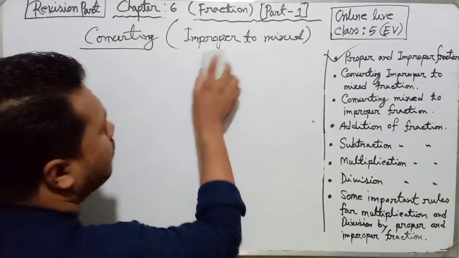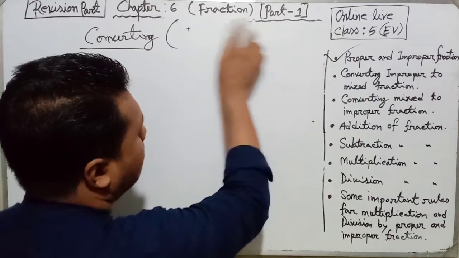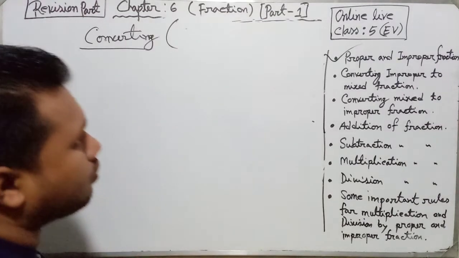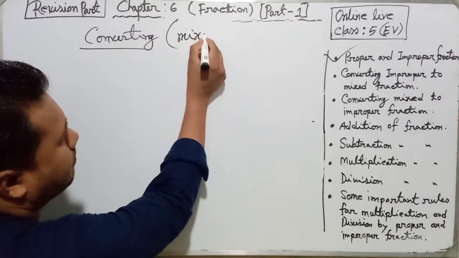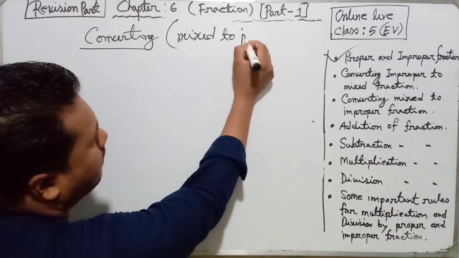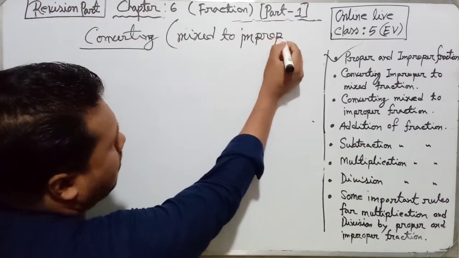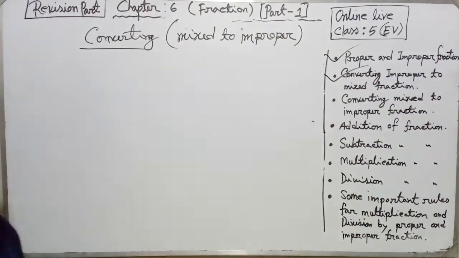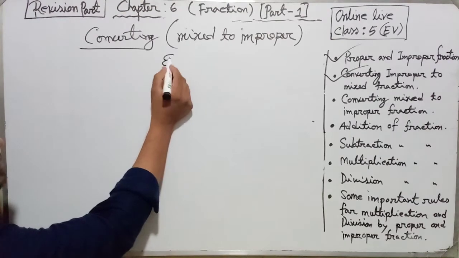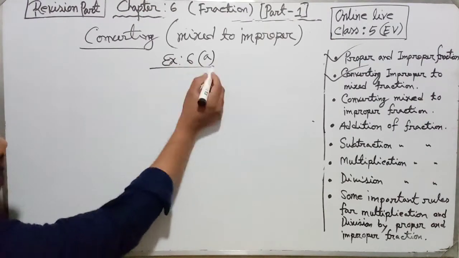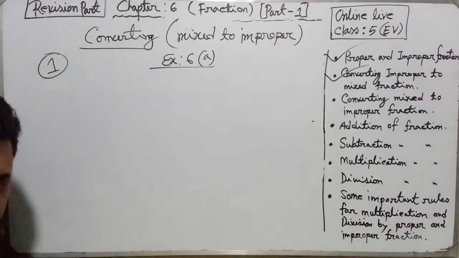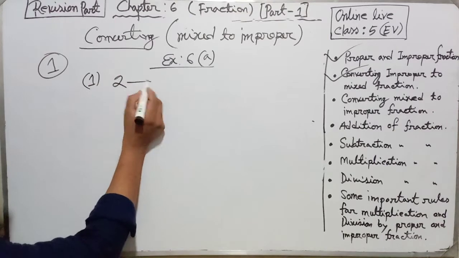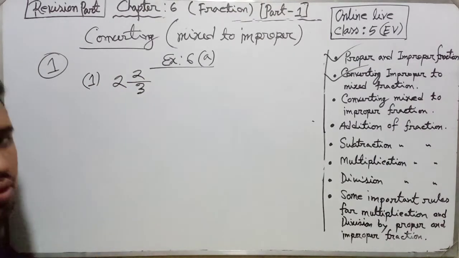Now dear students, we will discuss mixed fraction to improper fraction. Now mixed fraction to improper fraction. Suppose exercise 6A, problem number 1. Clear? Now suppose problem number 1, 2 whole 2 by 3. 2 whole 2 by 3.